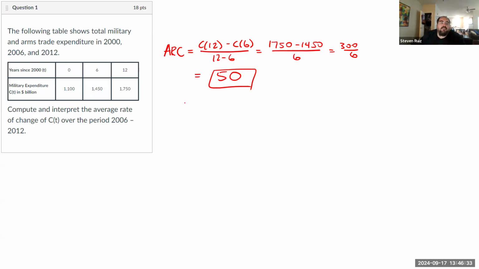Now we want to try to interpret that. So that is $50 billion. But basically we found this as an average rate of change. C is measured in billions of dollars, and t is measured in some kind of time, so it should be years. So in units, we have $50 billion per year. So basically what this is saying is between 2006 and 2012, military and arms trade spending increased on average at a rate of $50 billion per year over this time.